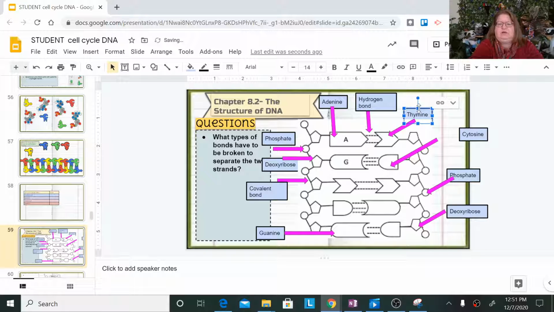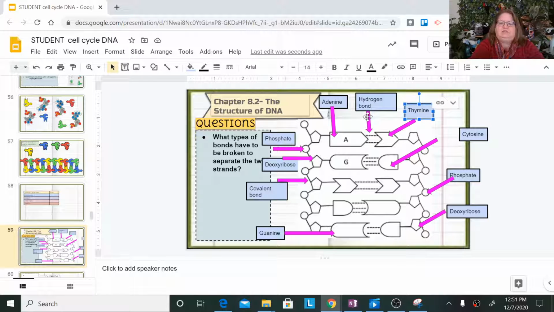Now, I will tell you, there is a mistake on this diagram, and I didn't notice it when I first chose it, but then when I noticed it, I wanted to keep it because I wanted to let you know and see if you could figure out there is a problem with this DNA strand, and I want you to see if you can figure it out.